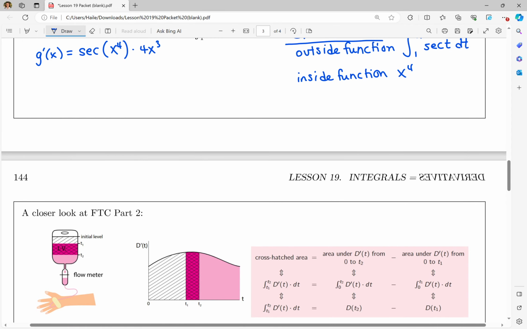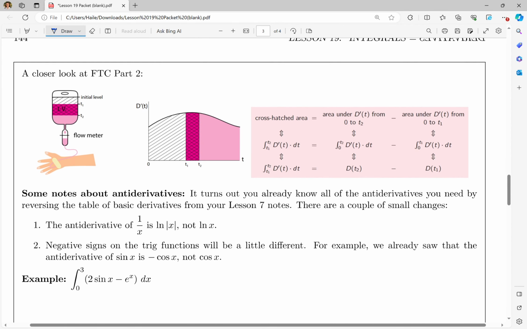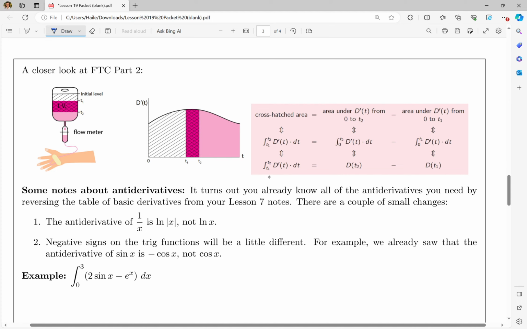Okay, so now I want to take a closer look at FTC Part 2. To do this, we're going to talk about the example of getting an IV or an IV drip. This is sort of like the car example that we did in lesson 18, in that we can view an integral as an accumulation of, in that case it was distance, in this case it would be amount of drug. I've got your little picture of the IV on the very left there, the corresponding graph in the middle, and some nice equations that give you an explanation on the right.